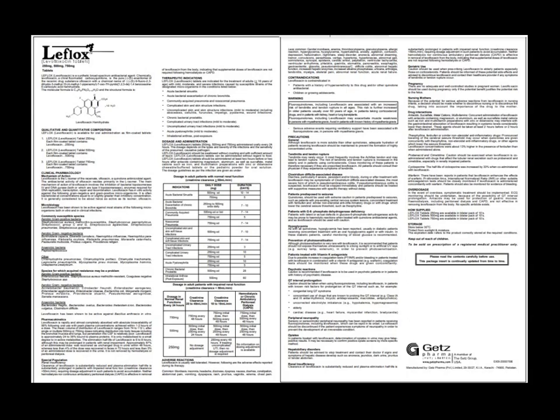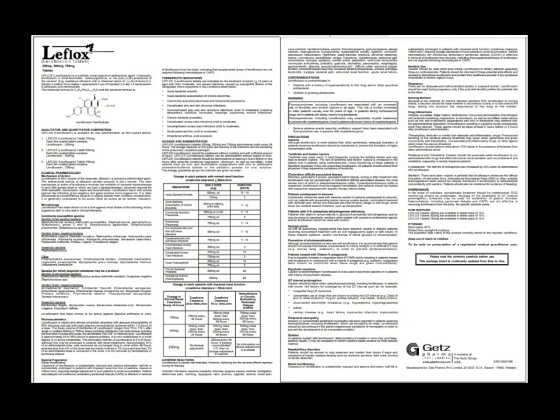Dosage for creatinine clearance 10 to 19 ml per minute: 750 mg initial dose, then 500 mg every 48 hours; 500 mg initial dose, then 250 mg every 48 hours; 250 mg every 48 hours. If treating uncomplicated UTI, then no dose adjustment is required.